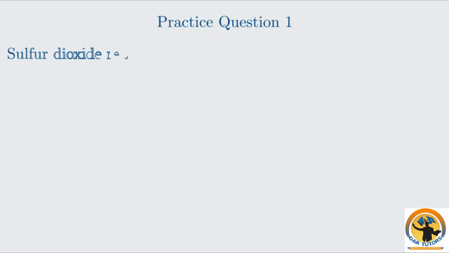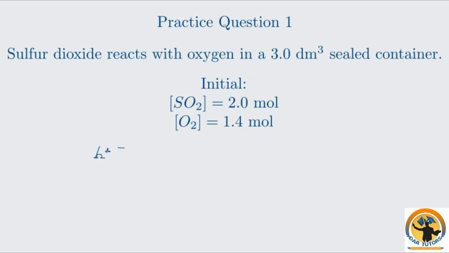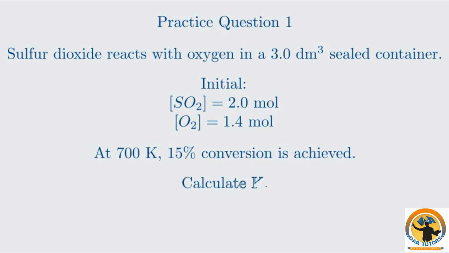Let's work through an IB-style practice question to solidify our understanding. The question is: sulfur dioxide reacts with oxygen to form sulfur trioxide in a 3.0 dm3 sealed container. Initially, there are 2.0 mole of sulfur dioxide and 1.4 mole of oxygen. At 700 Kelvin, a conversion rate of 15% is achieved. Calculate the equilibrium constant K at this temperature.